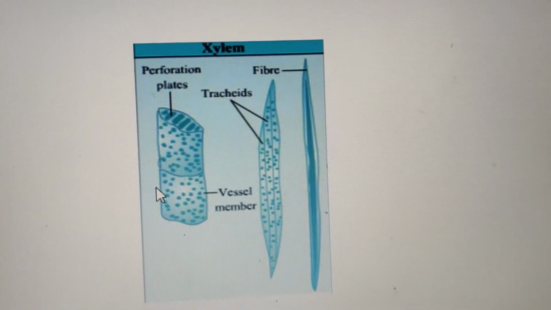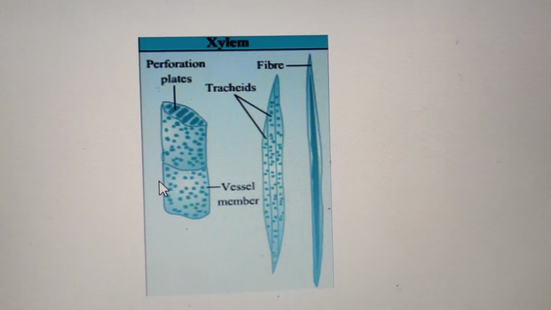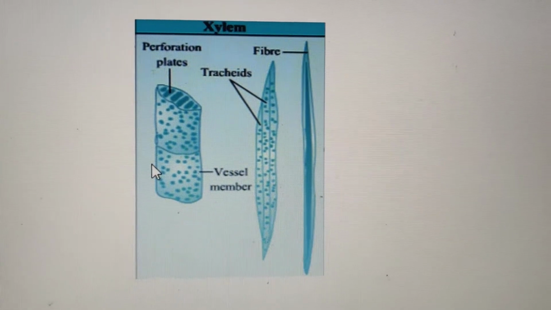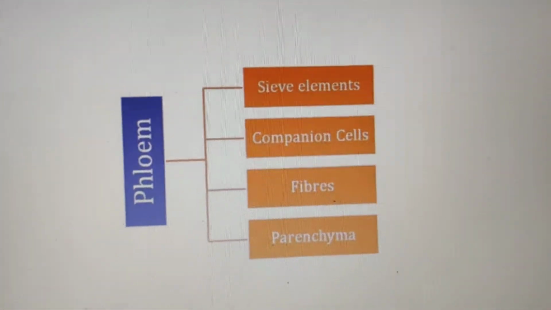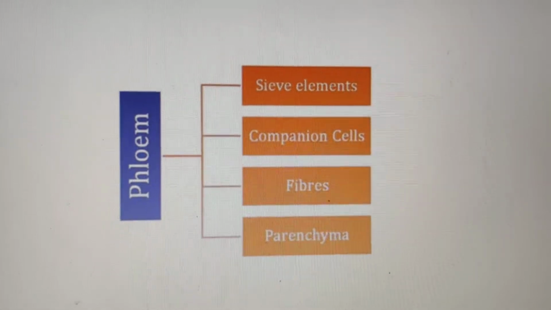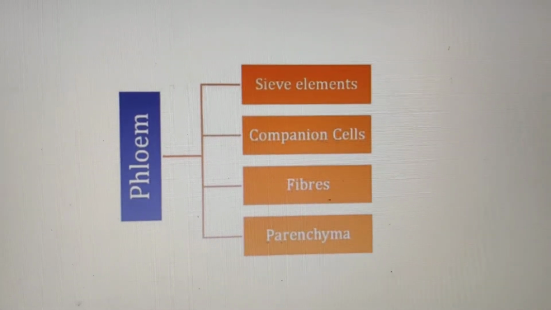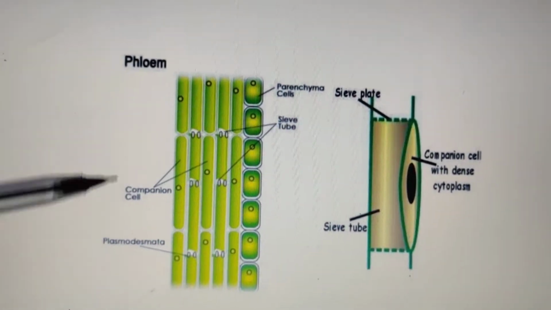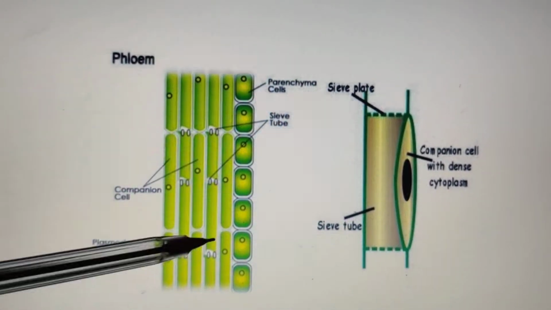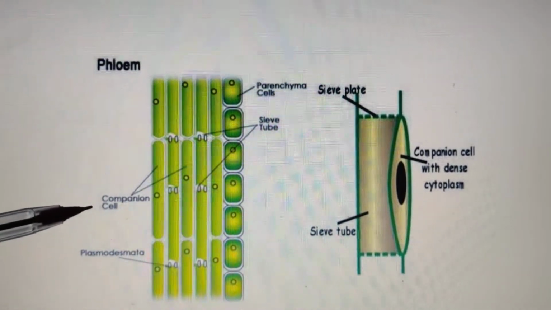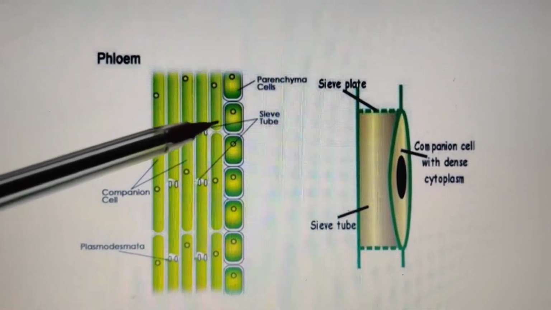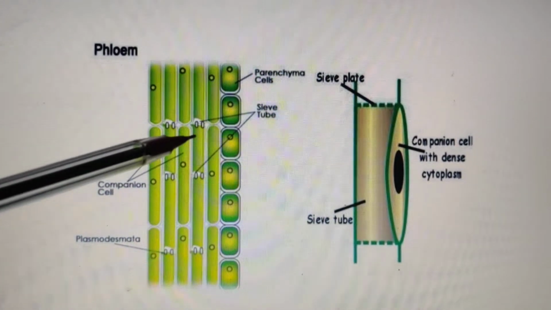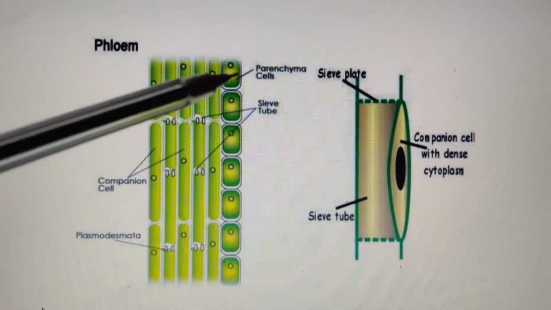Here also we can see the diagram of xylem components: tracheids, vessels, and the parenchyma fibers. Now we will see the components of phloem: sieve elements, companion cells, fibers, and the fiber parenchyma. This is the phloem. These tubes are the companion cells. These are the sieve tubes, and these are parenchyma cells.